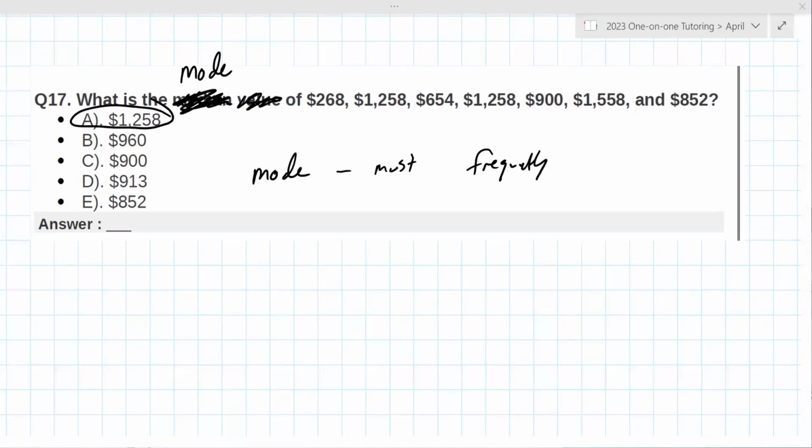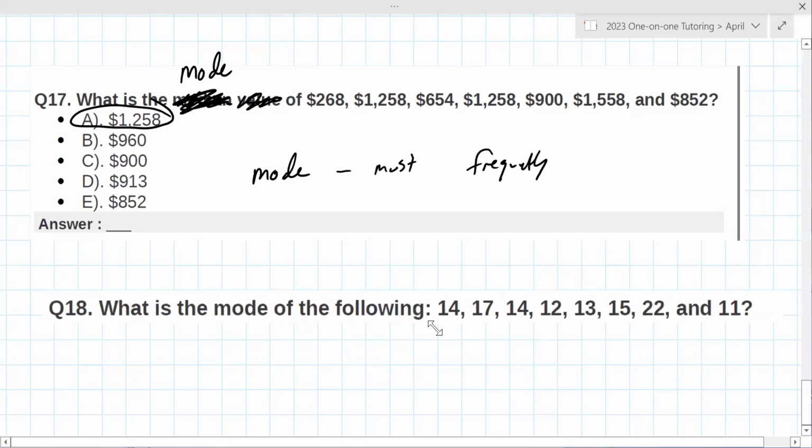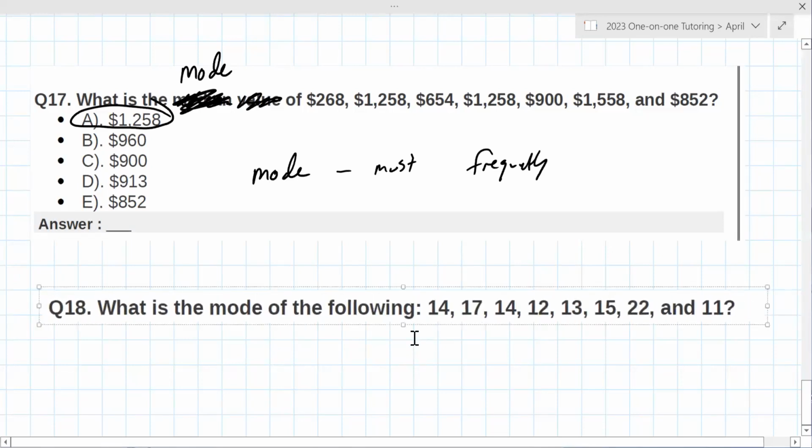Here's another mode problem for you to look at. What is the mode of the following data set? 14. Very good. 14.